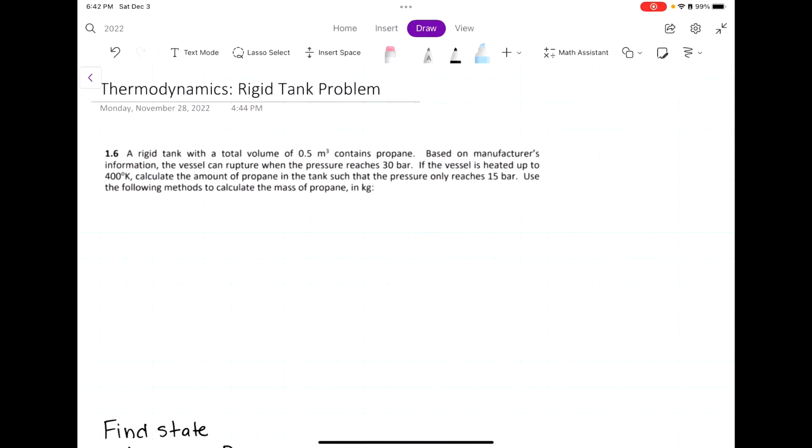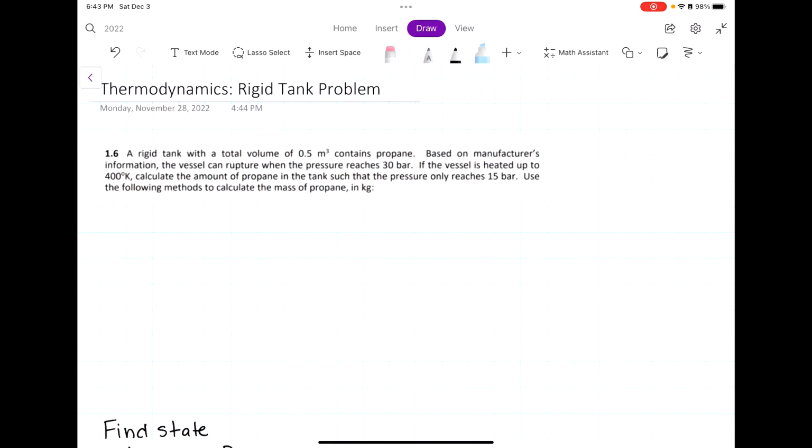In this video, we are going to solve a simple thermodynamics problem that contains a vessel with rigid walls. Let's begin. A rigid tank with a total volume of 0.5 meters cubed contains propane.